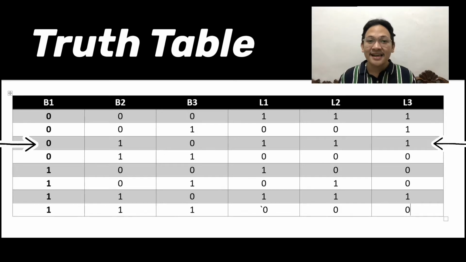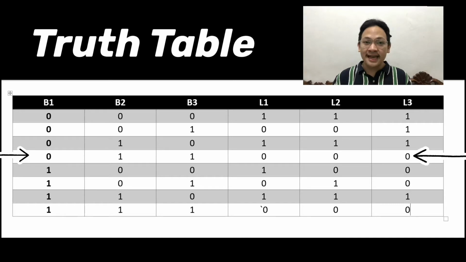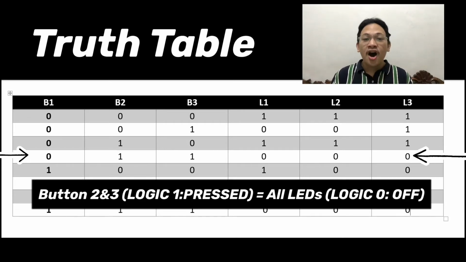Next, if button 1 and button 3 are in a logic 0 state and button 2 is in a logic 1 state, all relays will turn on. Moving on to the next, if the first button is in a logic 0 state and button 2 and 3 are in a logic 1 state, all relays will essentially turn off.